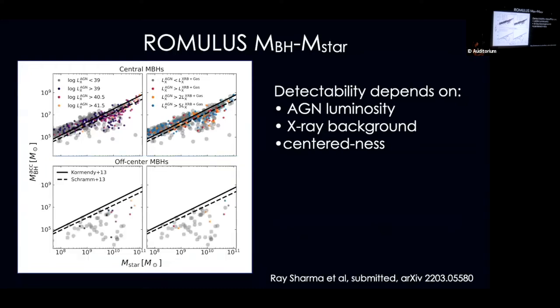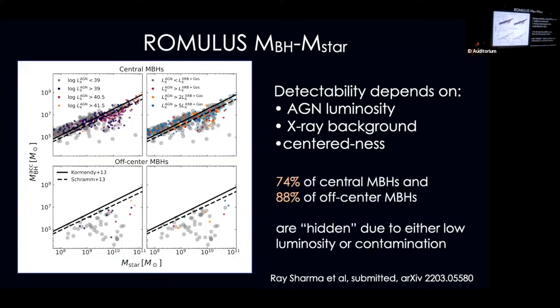Another thing that makes a big difference is whether or not the black hole is central or not. So there are wandering black holes in Romulus as well. And so if you put just the wandering black holes that are not central on a plot like this, you'll see that, first of all, they're not on the relation. And second of all, they're almost all gray. And so the detectability depends on the luminosity of the AGN, how high the X-ray background is, and whether or not the black hole is central. And overall, Ray finds that about 74% of central black holes and 88% of off-central black holes are hidden, either due to low luminosity or contamination from the X-ray background.